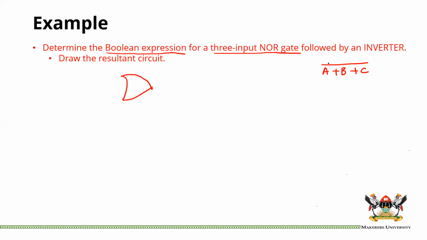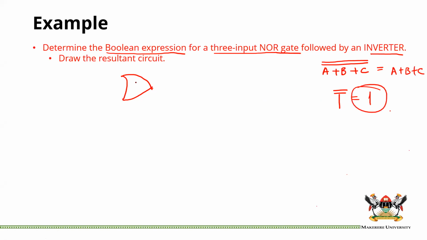They've said that it is followed by an inverter. So we invert again. And when you have double inversion over the same thing, they cancel. It's like you have something, you invert it again. If I have 1, I invert it, it becomes a 0. If I invert it again, it goes back to 1. So you have A or B or C.